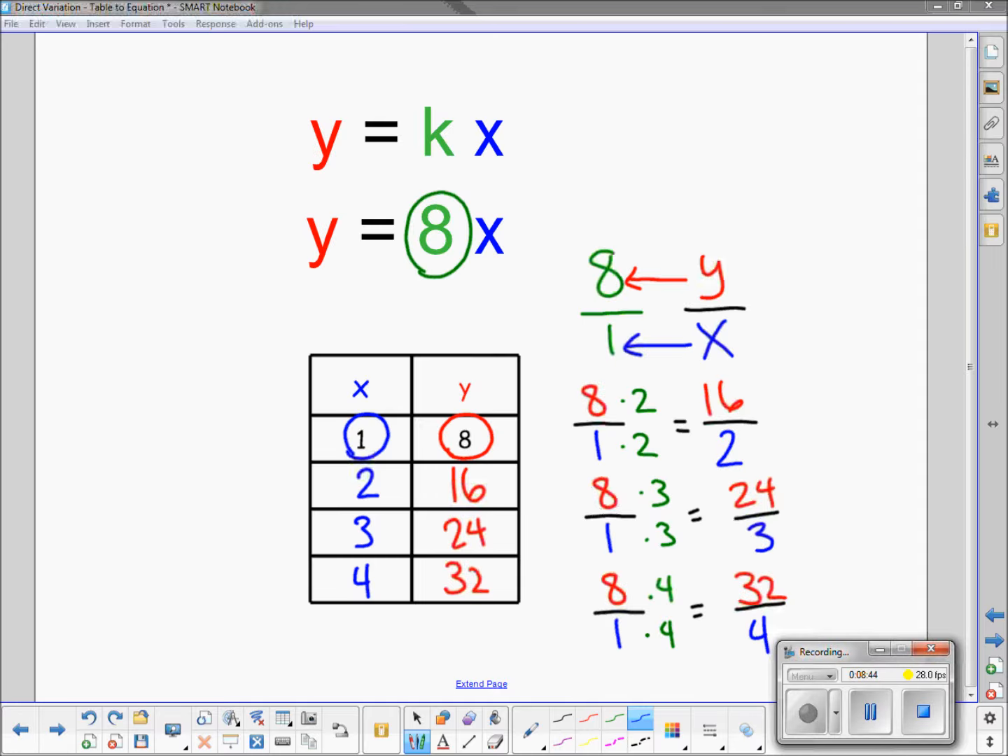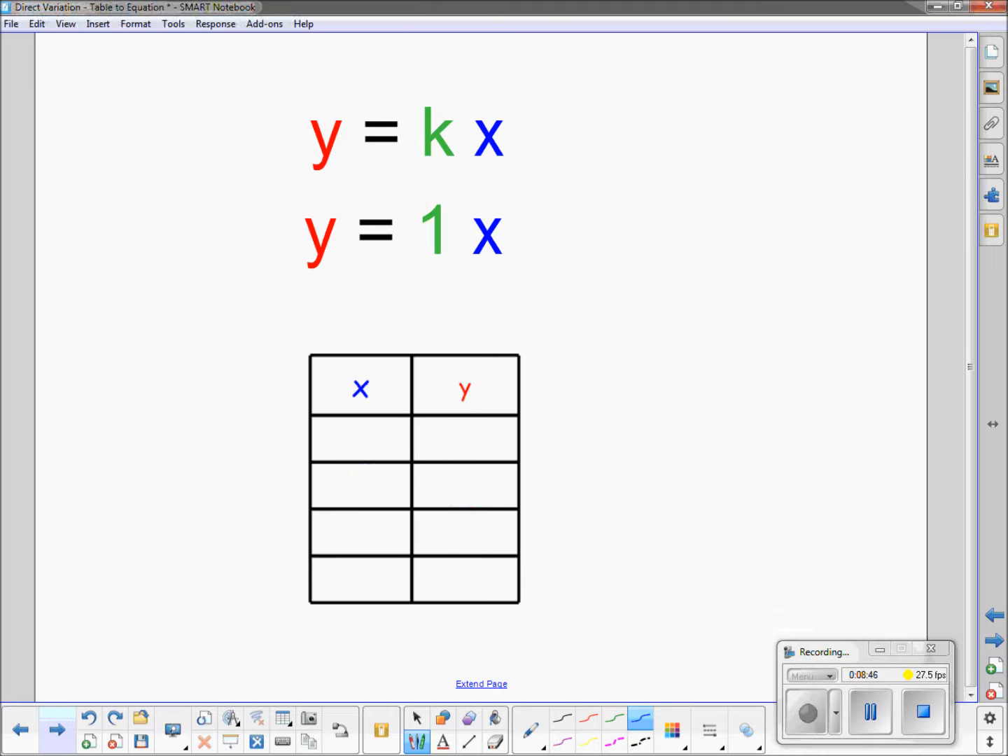Another example, y equals 1x. Since 1 is a whole number, I need to make it a fraction, so I'm going to put it over 1 so that I can use y over x. My y is going to be a 1, and my x is going to be a 1 inside the table. And I will now find 3 more equivalent fractions.